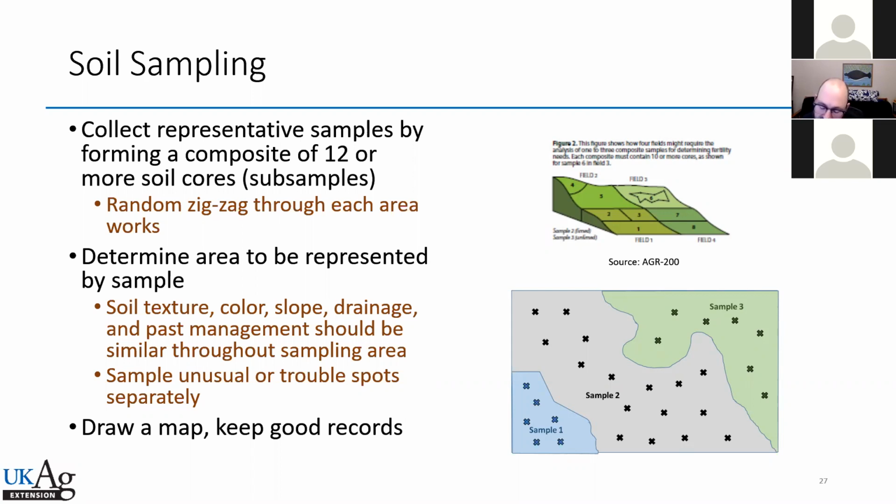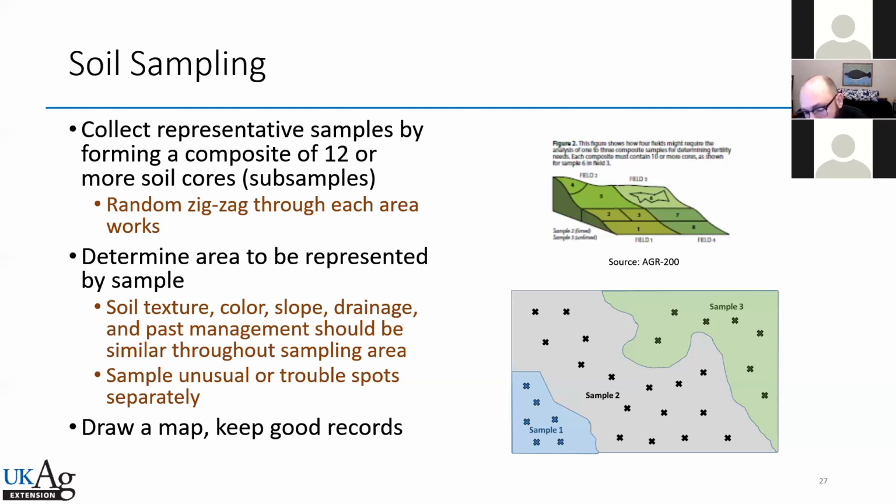Remember that slide I showed where they just sampled along the road and it gave a false sense of security. So you want to get out across that field and stick that soil probe in the ground a bunch of times. UK recommendations say 12 or more soil cores per sample. You stick the probe in the ground 12 times, put it in the bucket, crumble it up, and thoroughly mix it.